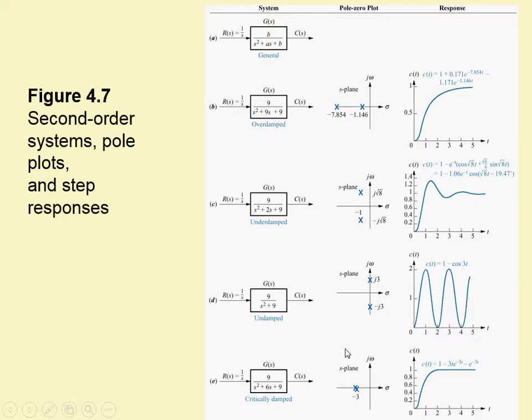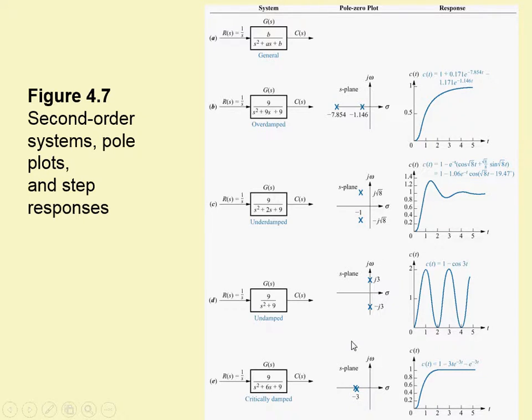Okay, so we would need to see where the location of these poles are on the S-plane, and then we will see exactly what the response is. So what I would like to do is we can take one of these, go to MATLAB, and then do the test so that we can see, in fact, verify what I'm telling you.